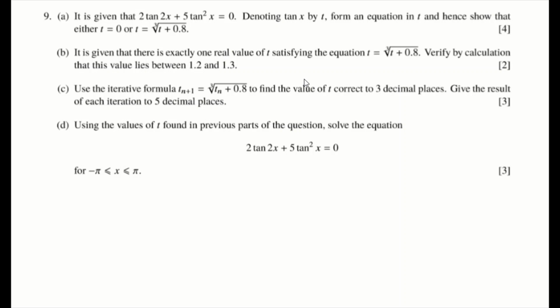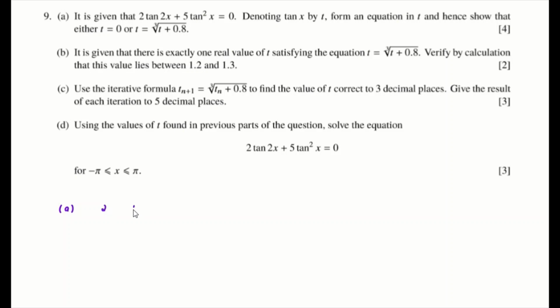Okay, question 9a is given that 2 tangent 2x plus 5 tangent squared x equals 0. The question wants you to denote tangent x by t, then form an equation. So the thing we can try to do is use some formula to get rid of the tangent 2x first. So part a.